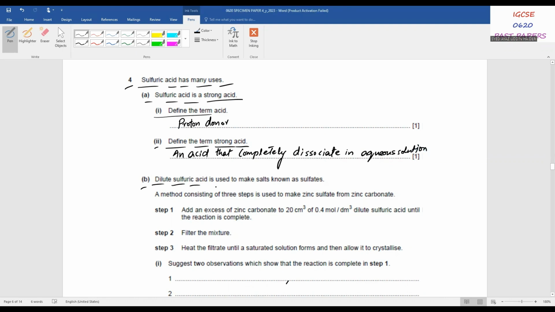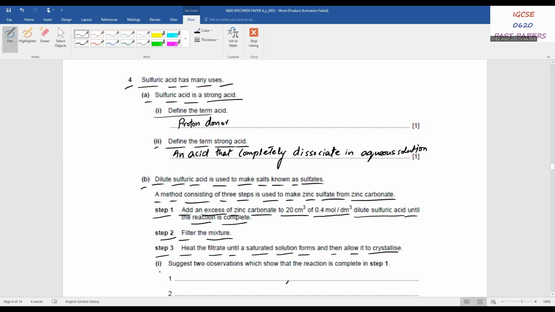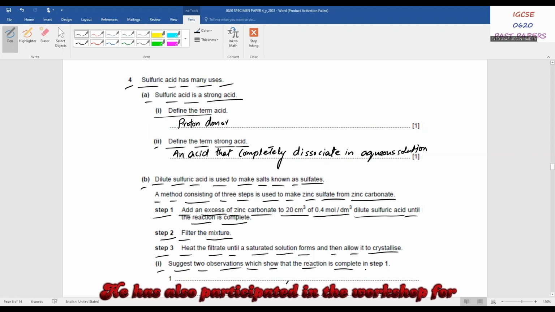B. Dilute sulfuric acid is used to make salts known as sulfates. A method consisting of 3 steps is used to make zinc sulfate from zinc carbonate. Step 1. Add an excess of zinc carbonate to 20 cm cube of 0.4 mole per dm cube dilute sulfuric acid until the reaction is complete. Step 2. Filter the mixture. Step 3. Heat the filtrate until a saturated solution forms and then allow it to crystallize. Number 1 suggests 2 observations which show that the reaction is complete.